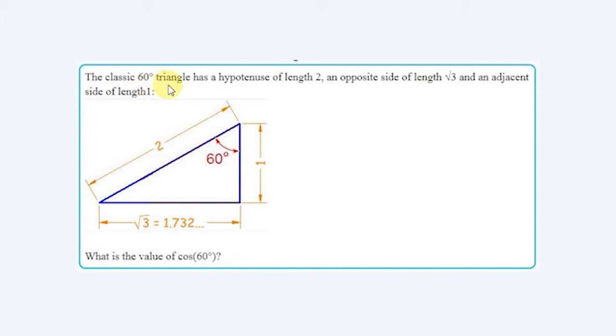So the classic 60-degree triangle has a hypotenuse of length 2, an opposite side of length square root of 3, and an adjacent side of length 1. Everyone knows that if this is the angle of 60 degrees, this would have to be the adjacent, this is the hypotenuse, and of course this here is the opposite. And for all those engineering folk out there, you know that if you have to find the value of cos 60 degrees, it is the adjacent over the hypotenuse.